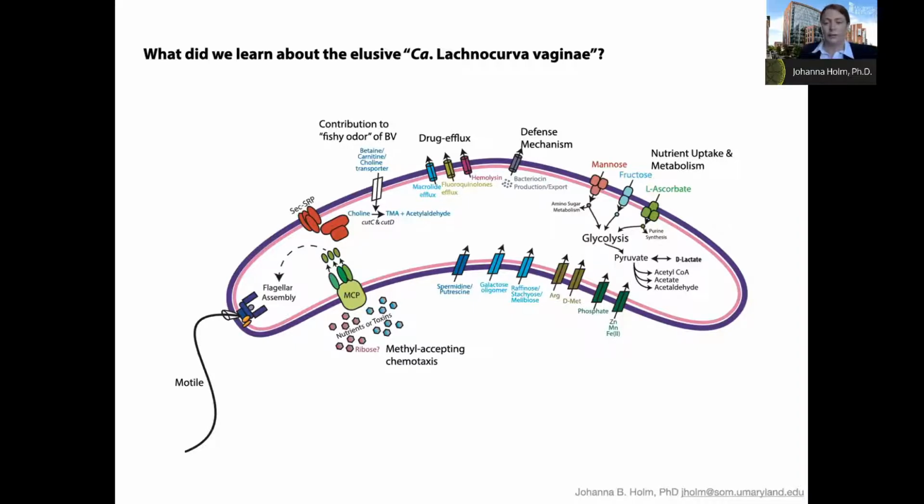We also observed multiple genes involved with defense mechanisms, which include the evasion of antibiotics and the production and export of bacteriocins. Finally, we identified genes which provided clues into the main nutrient sources used by Candidatus Lachnocurva. Namely, this includes mannose, fructose, and L-ascorbate. And this information will be important for future attempts to cultivate this organism.